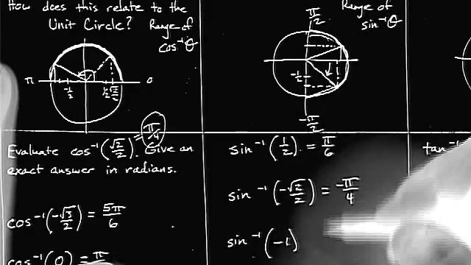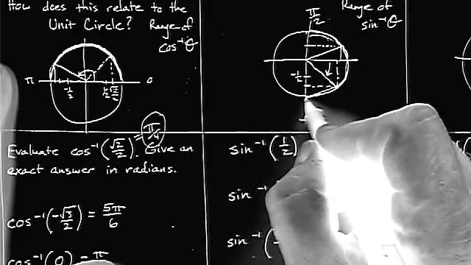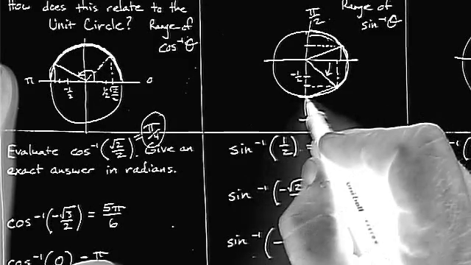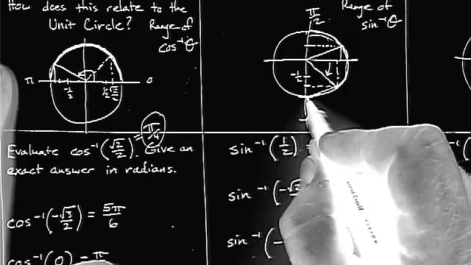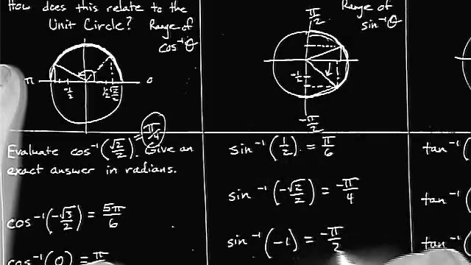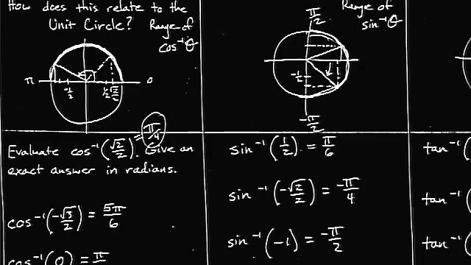Sine inverse negative 1, that's a y value of negative 1. Where does that occur? At the bottom of the circle. Don't you dare quote it to me as 3 pi over 2. That is not in the range of the inverse sine function. You have to quote it to me as negative pi over 2.